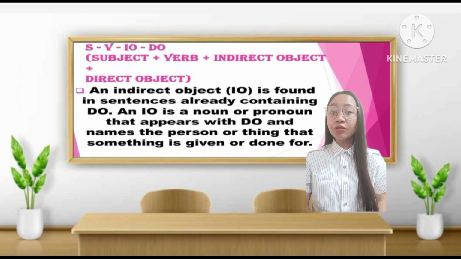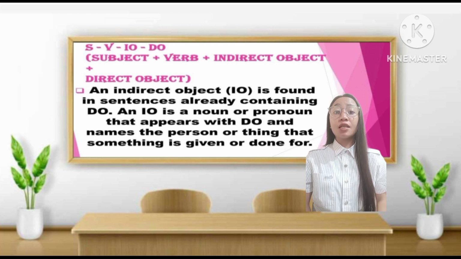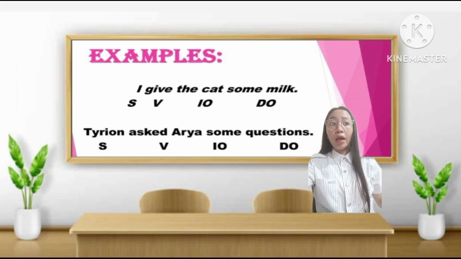In this sentence, you can find already the indirect object with the direct object. When we say indirect object, this is a noun or pronoun that describes the direct object. You can easily identify the indirect object by asking the question, to whom or for whom. Here is the example. I gave the cat some milk. I is the subject. Gave is the verb. The cat is the indirect object. So let's try asking. To whom did I give some milk? To the cat. So some milk is the direct object. Let's try asking, what did I give to the cat?